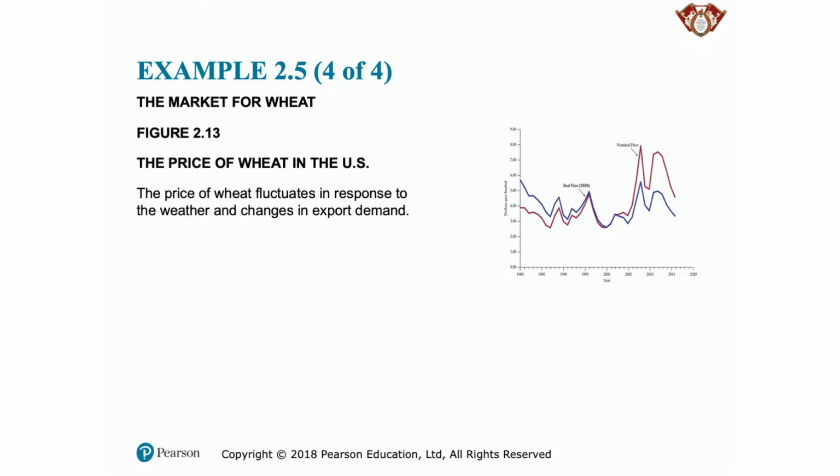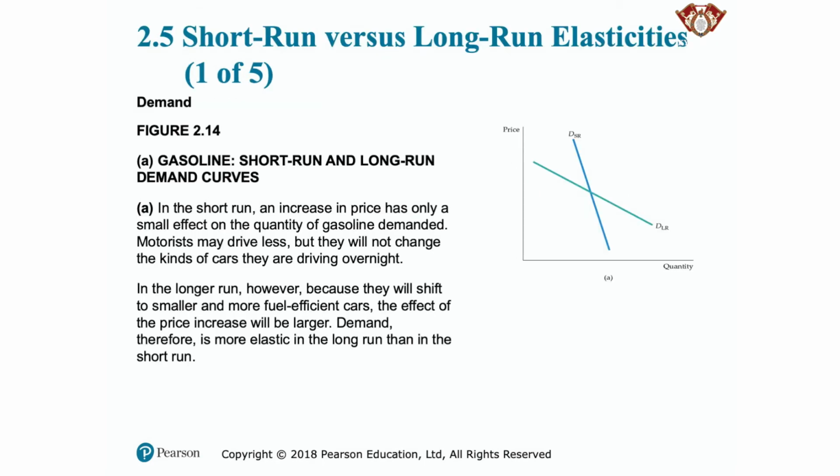The market for wheat. The price of wheat in the United States fluctuates in response to the weather and changes in export demand. The x variable is time, year. The y variable is real price and nominal price. The blue one is real price, and it fluctuates like this. From here we know that the price decreases a little here. Basically the price does fluctuate, but the range is not so big.